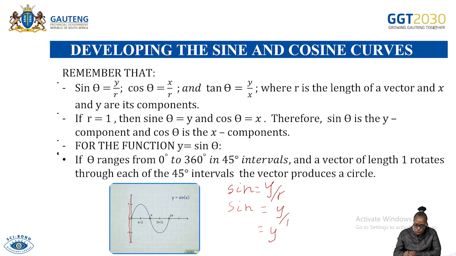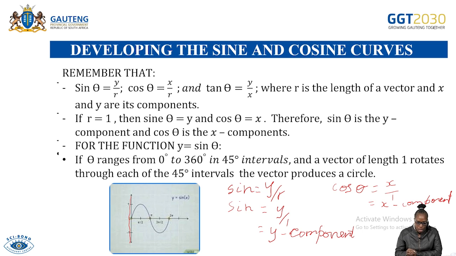And when I'm talking about cos theta, I say cos theta is equal to x over 1 when I take my r as 1, and because 1 is not changing the identity, cos is giving me the x component of my graph. And sine gives me the y component of my graph.